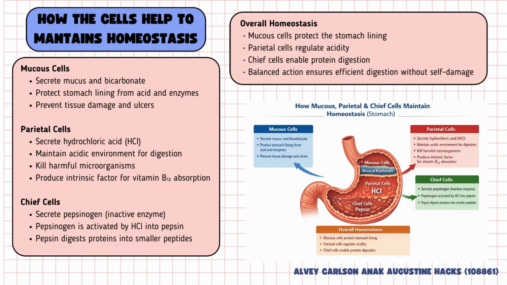Next, parietal cells release hydrochloric acid, which creates an acidic environment needed for digestion and helps to kill harmful microorganisms. They also produce intrinsic factor, which is important for vitamin B12 absorption. Lastly, chief cells secrete pepsinogen, an inactive enzyme. When it comes into contact with stomach acid, it is activated into pepsin, which then digests protein. Together, these specialized cells ensure effective digestion while protecting the stomach lining, helping maintain overall homeostasis.